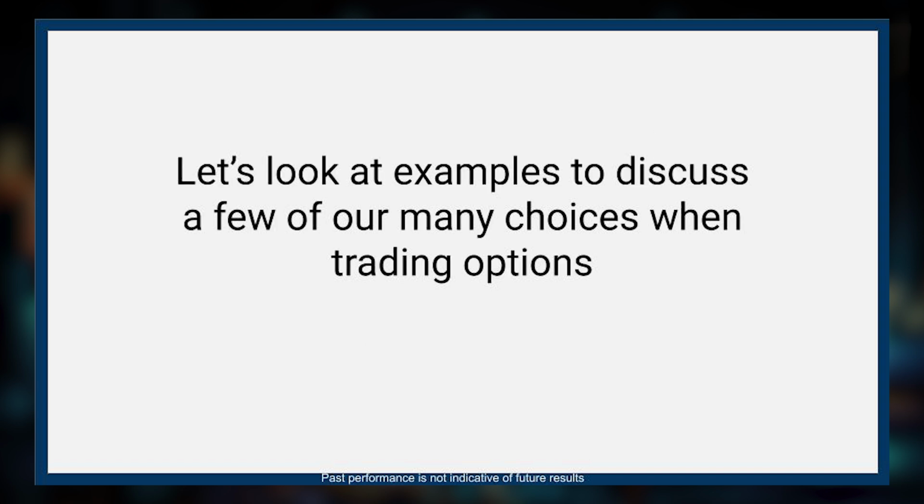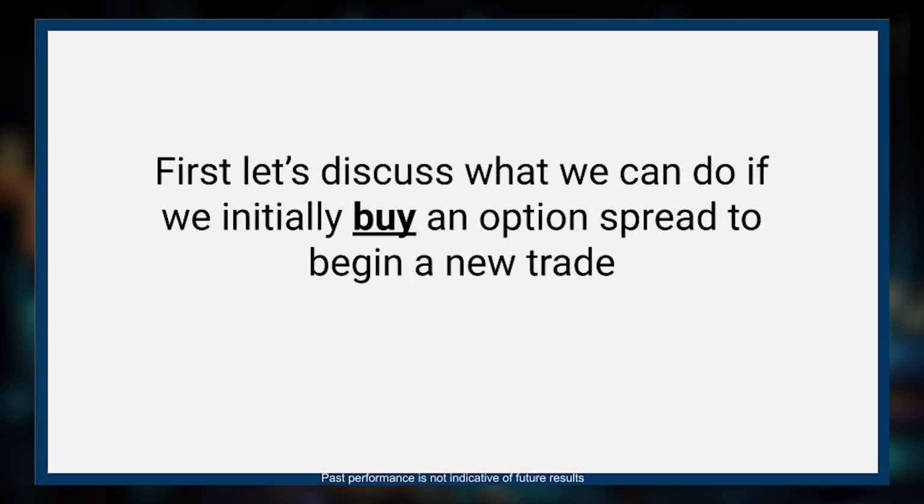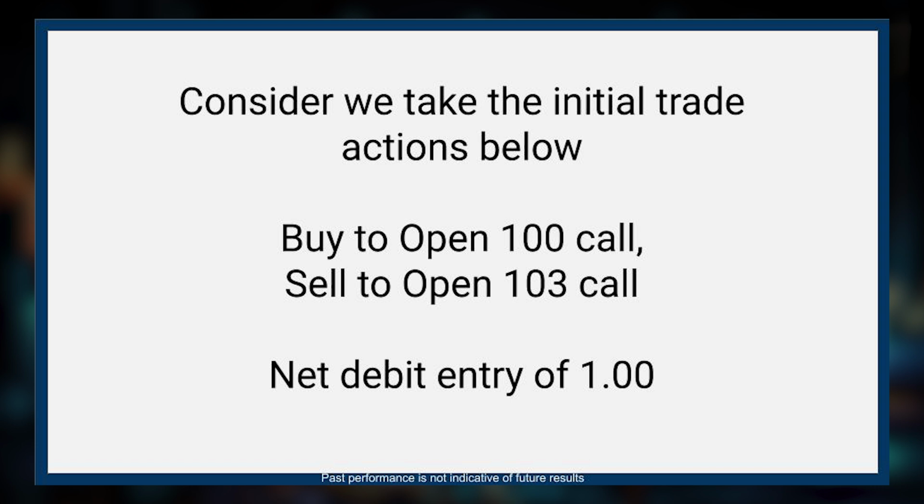Now let's look at some examples to discuss a few of our many choices when trading options. First, let's discuss what we can do if we initially buy an option spread to begin a new trade. Consider we take an initial trade with the following strikes: buying to open a $100 call and then selling to open a 103 call. That's a spread. A net debit of $1 comes out of our account.